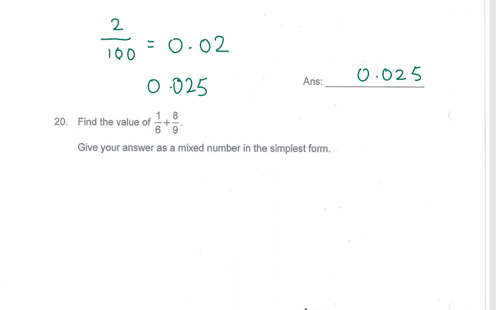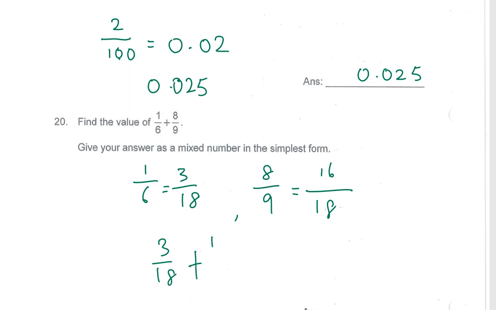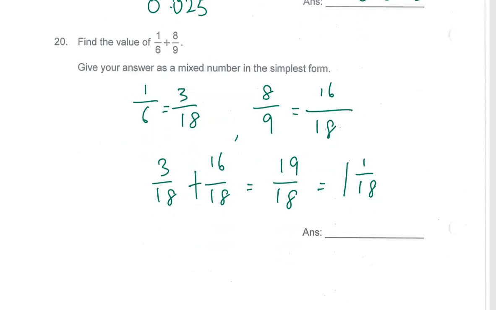Okay, and we have the simple addition. Seems that the common denominator is 18. So I'm going to change it to 18, which gives you 3/18 plus 16/18 gives you 19/18. It's the same as 1 whole, 1/18. So this is easy. Question 20.